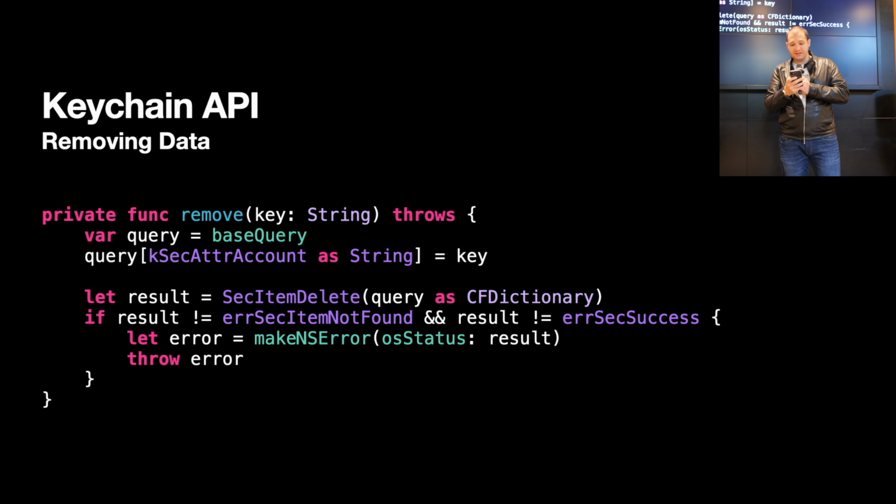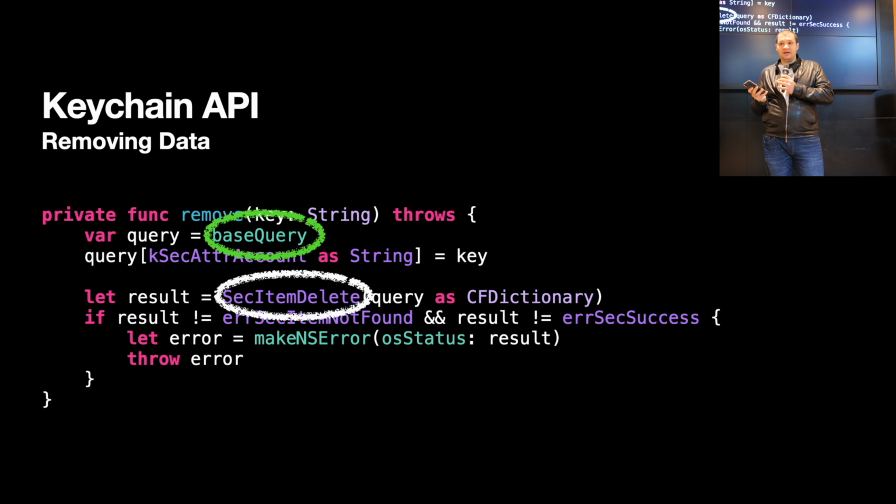So to remove a key, we need basically a key as the parameter. And we use that base query to build on top of that. So the base query contains the service name, for example, and we add the account. In this case, the account will be the key. And then we use our make an error function to verify that there are no errors. If there is an error, we throw an error. And otherwise just do nothing. It's a void function. We continue. So again, we use the same base query, and there is one method called, this procedural method call.